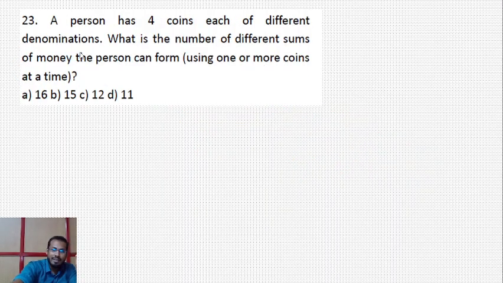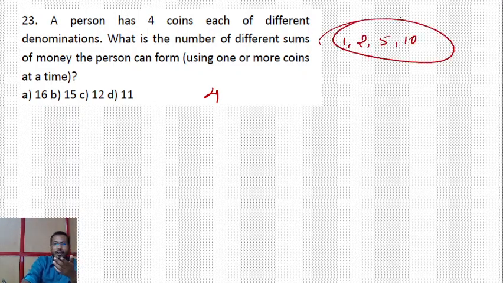Okay, clear? And question 23. A person has 4 coins, each of different denominations. What is the number of different sums of money the person can form using one or more coins at a time? So a person had 4 coins of different denominations. Here in the actual sum, they give 1 rupee, 2 rupee, 5 rupee and 10 rupee coins, but that was neglected here. Anyway, that is not important. 4 different types of denominations are there.